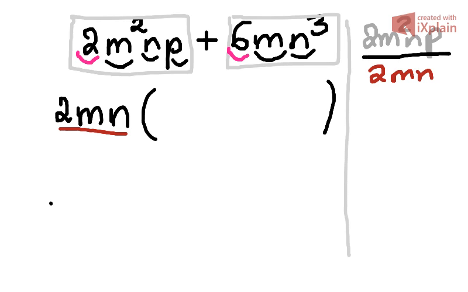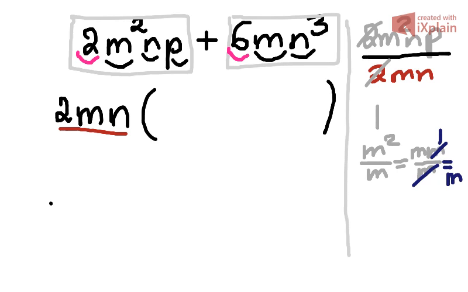So basically 2 divided by 2 is 1. So we have 1. M squared divided by m. Well, what's going to happen there? We can say m squared divided by m is the same as m times m over m. And then one of those m's cancel out. M over m is 1. And 1 times m will be just m.